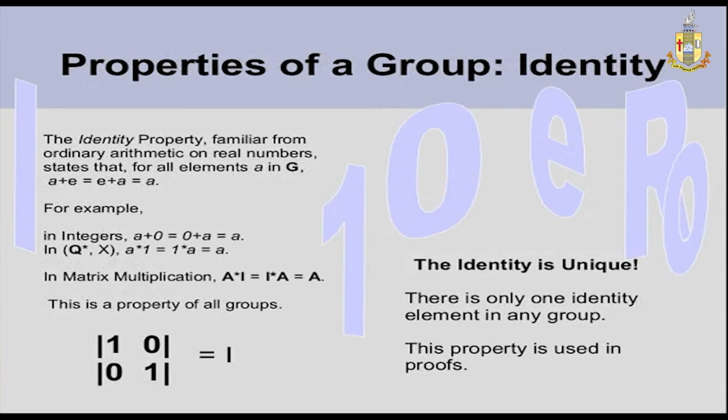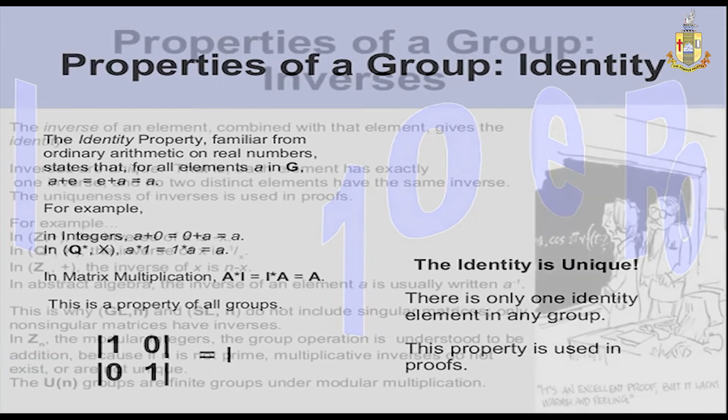Property of identity. The identity property, familiar from ordinary arithmetic on real numbers, states that for all elements A in G, A + E is equal to E + A is equal to A. For example, in integers, A + 0 is equal to 0 + A is equal to A. Here 0 is the identity. In matrix multiplication, A * identity matrix is equal to identity matrix * A is equal to A. In general, the identity is unique. There is only one identity element in any group.